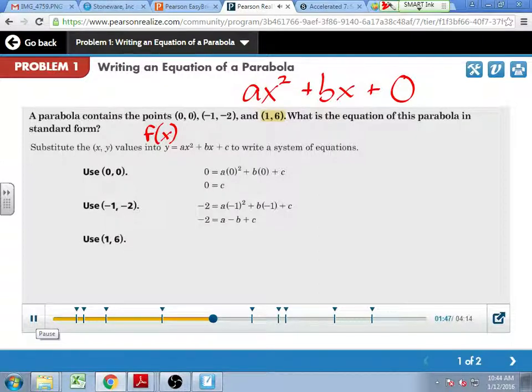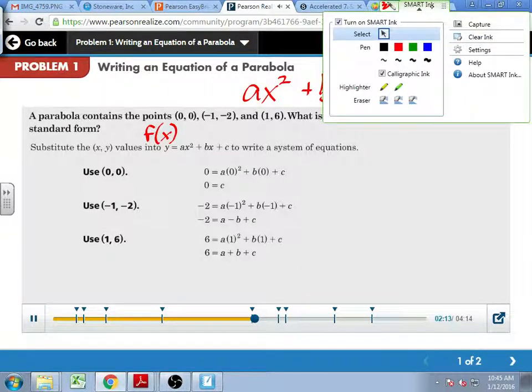And finally, use the point (1, 6). I then use (1, 6) and do the exact same process. Plug in a 1 for every x. Plug in a 6 for the y. The 1 for my x makes my life easy. And I get 6 equals 1a plus b plus c. I'm leaving it right there. This equation simplifies to 6 equals a plus b plus c.